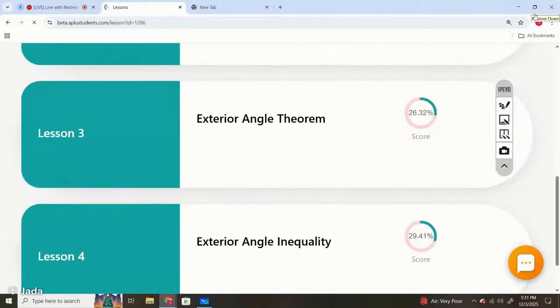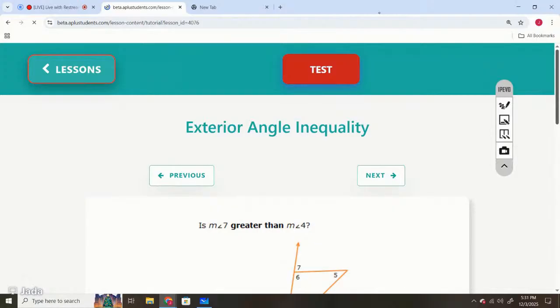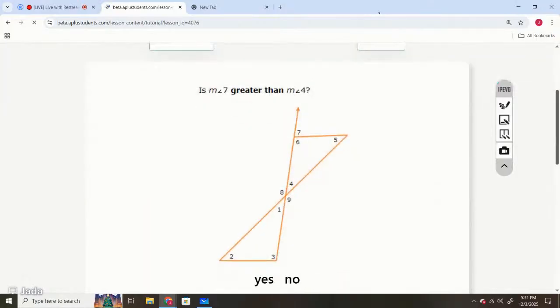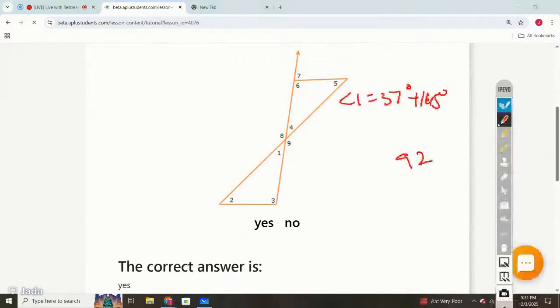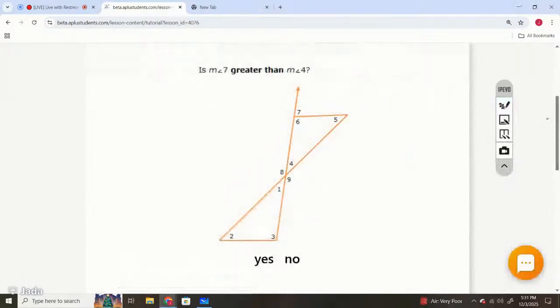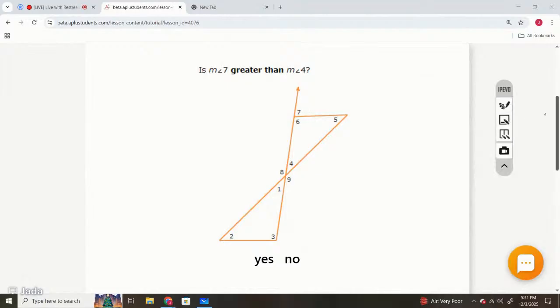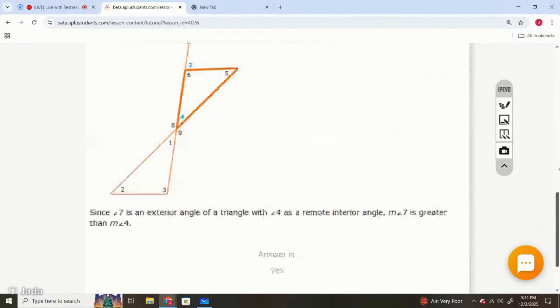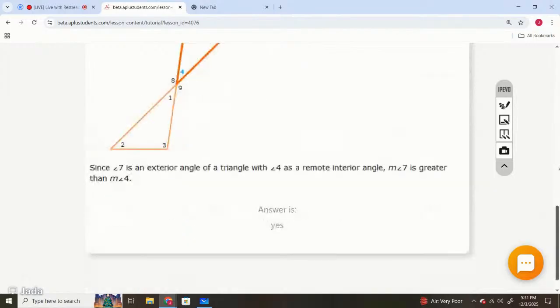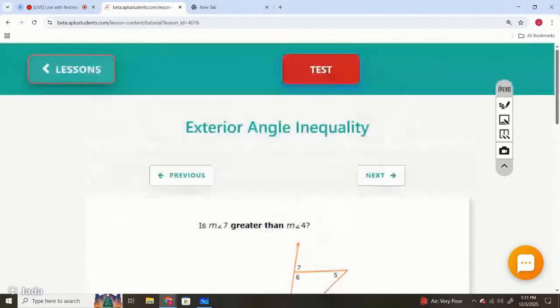The next lesson is comparing the measurement of angle 7 and the measurement of angle 4. The measurement of angle 7 is greater than the measurement of angle 4. Here is angle 7 and here is angle 4. Obviously angle 7 is greater than angle 4. Look at those angles. So angle 7 is greater than angle 4. Got it? Let's just start with the questions.